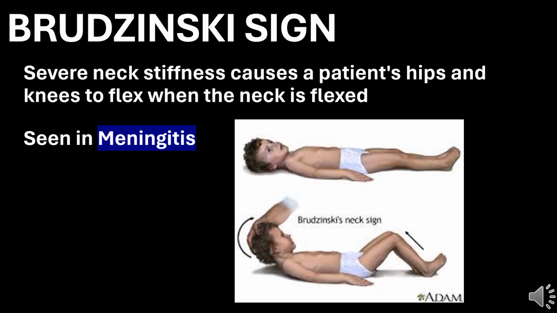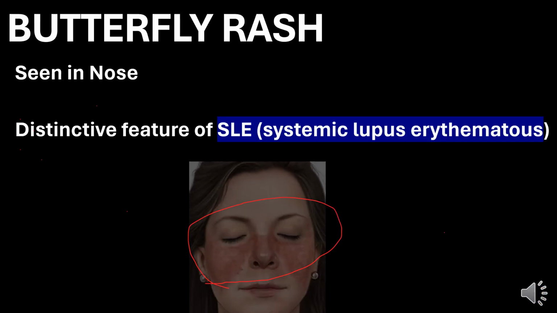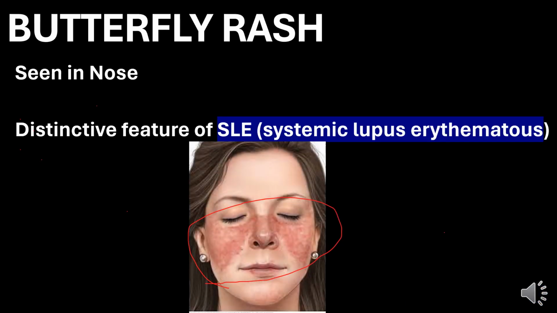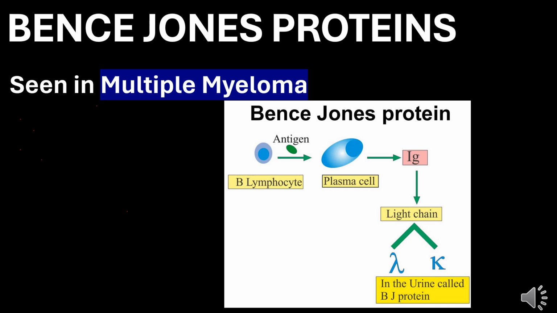Brudzinski's sign. The neck stiffness causes a patient's hip and knee to flex when neck is flexed. This is seen in meningitis. Bandl's ring. It is the pathological retraction ring, an abnormal junction between two segments of uterus seen in obstructed labor. Butterfly rash. It is usually seen on the nose. This is the distinctive feature of SLE, systemic lupus erythematosus. Bence-Jones protein. This is seen in multiple myeloma.